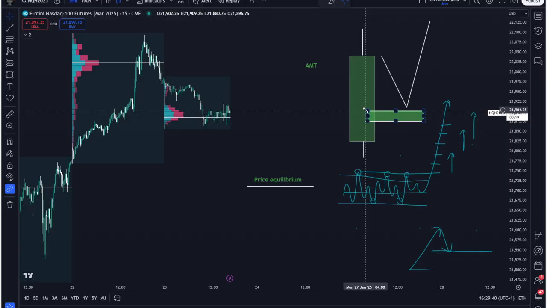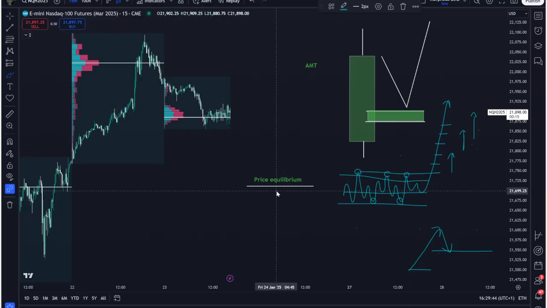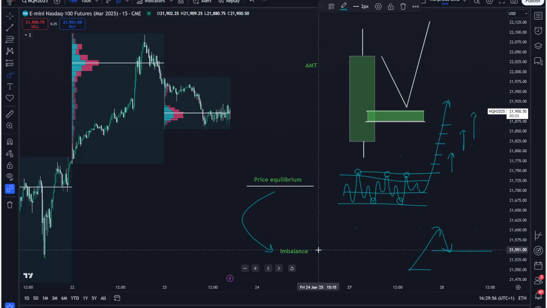because it's the interaction between orders. So the market is continuously shifting between price equilibrium and imbalance. This is the condition that is constantly moving markets.